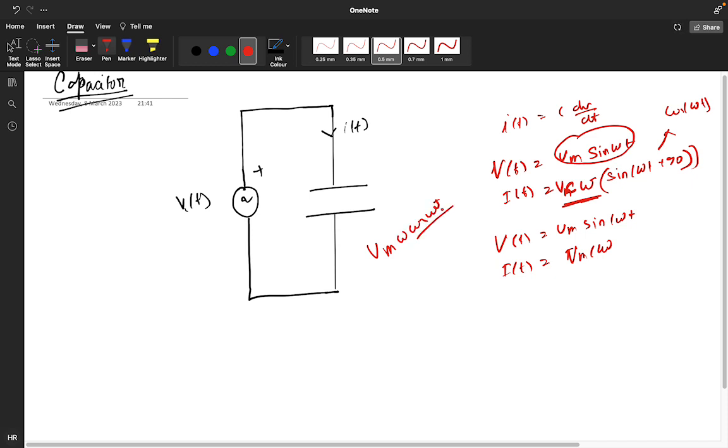So I am just writing the cos omega t in terms of sine, in terms of sin omega t. So Vm C omega into sin omega t plus 90 degree. This particular thing I am taking as Im. Okay, and this sin omega t plus 90 degree.